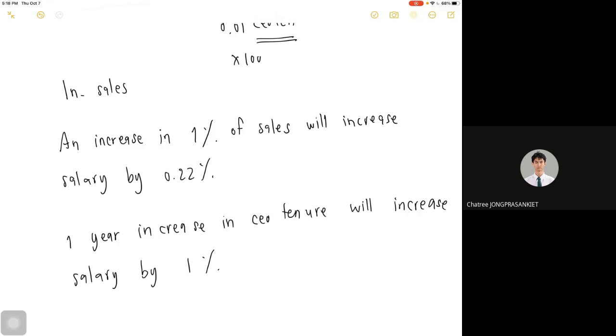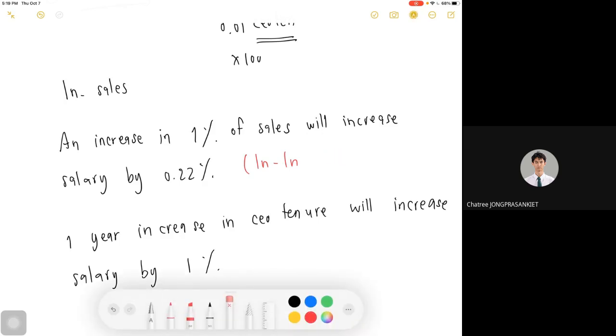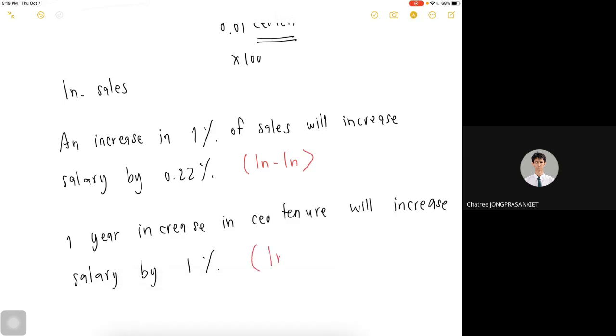Right? So for sales and salary, it's going to be a log-log interpretation, right? For this one, it's going to be a log-level interpretation. Make sense? Do you have any question about it?